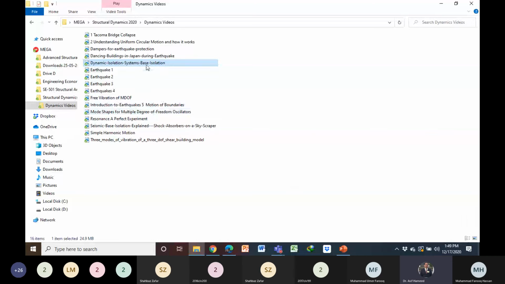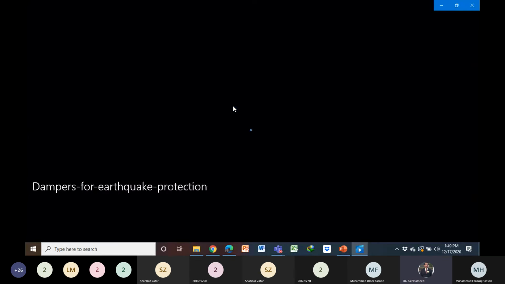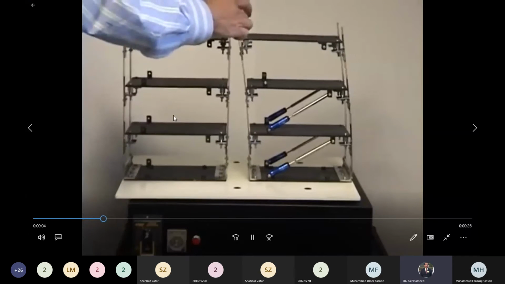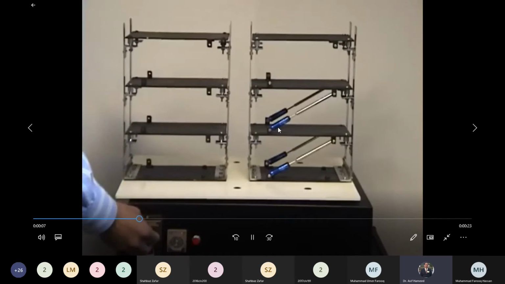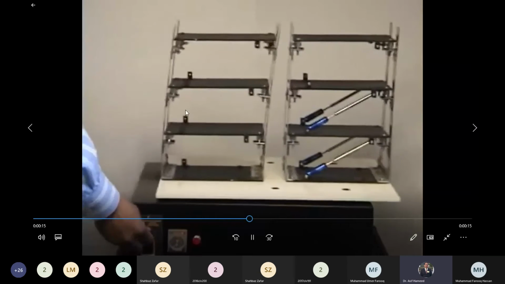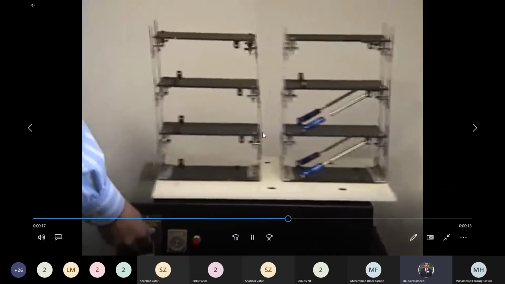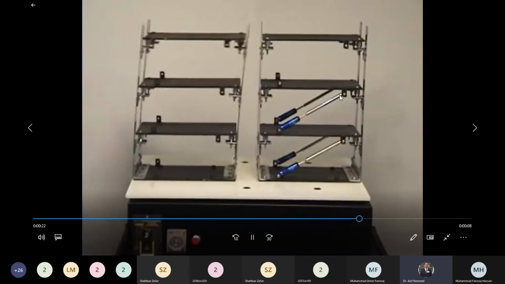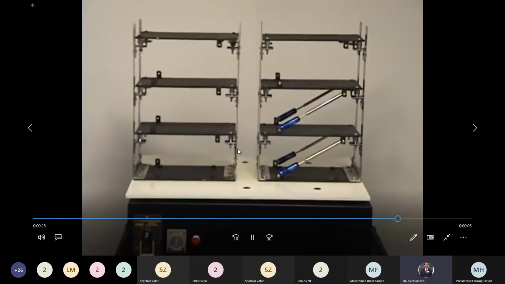I can show you some videos now. Okay, look at here, the first video. In the first model, there is no damper. Look at the response. In the second video, second model, some dampers are used. You can see these are the dampers, fluid dampers. And you can see the difference between the response of these two models. This model is vibrating more than this model. It means by using dampers, we can reduce the vibration in the system.